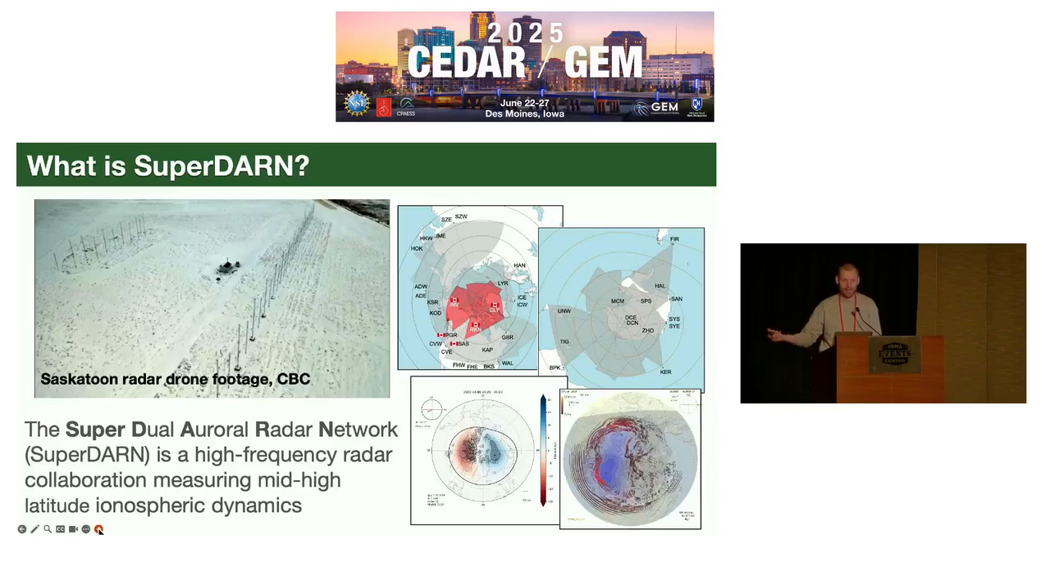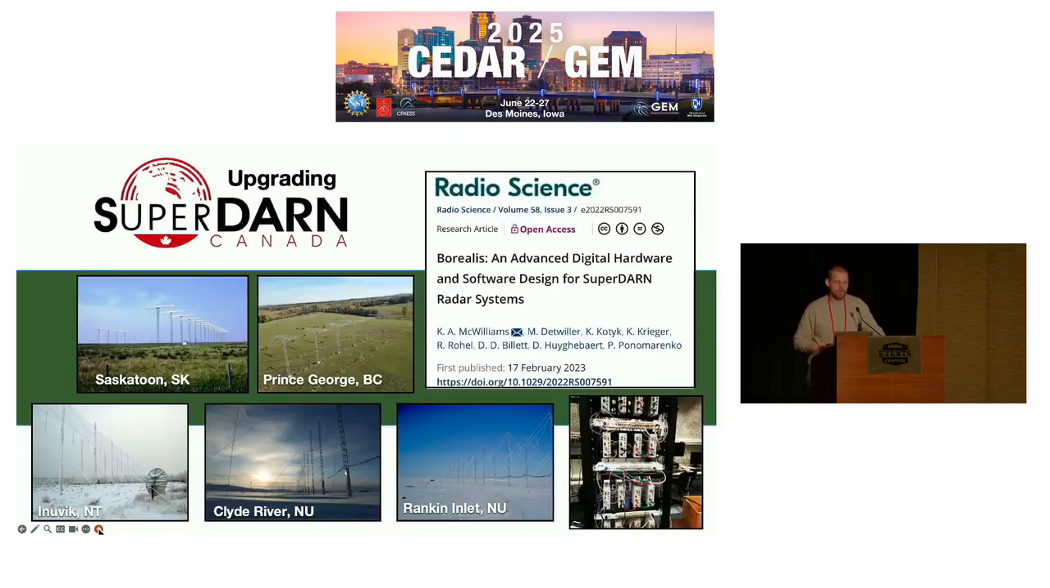I work at SuperDARN Canada, which is basically responsible for these 5 radars shaded in red here, and that's going to be the focus of this presentation and also the data being used in the next few presentations. SuperDARN Canada has 5 radars: Saskatoon, Prince George, Inuvik, Clyde River, and Rankin, which are very popular radars because they're high latitude and polar, so they get a lot of good auroral and polar cap data.